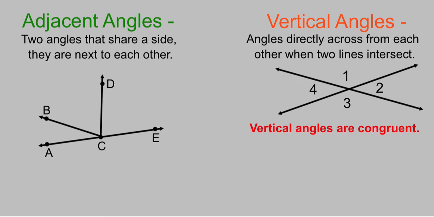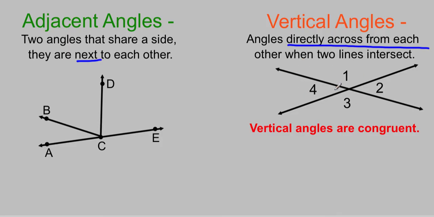Now we have two newer terms. We have adjacent angles and vertical angles. Adjacent angles are angles that share a side. They're next to each other. Vertical angles are angles that are directly across from each other when two lines intersect. So each one has its own kind of look to it and its own kind of way of finding it.